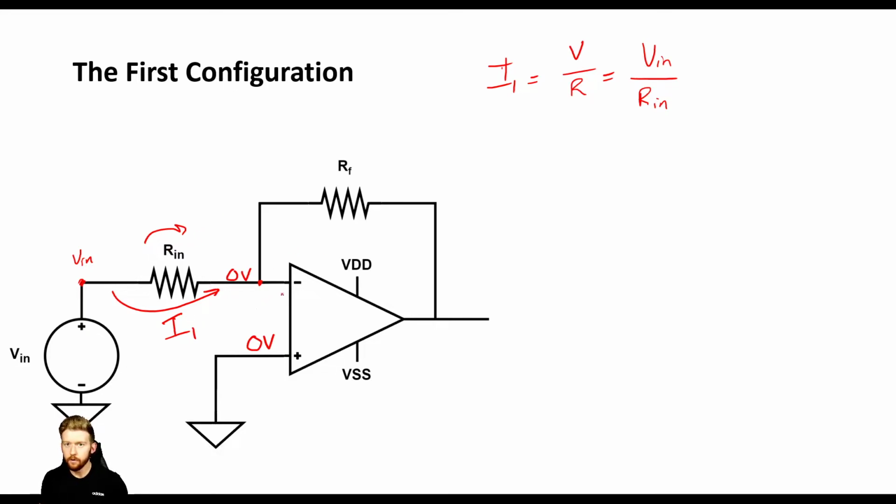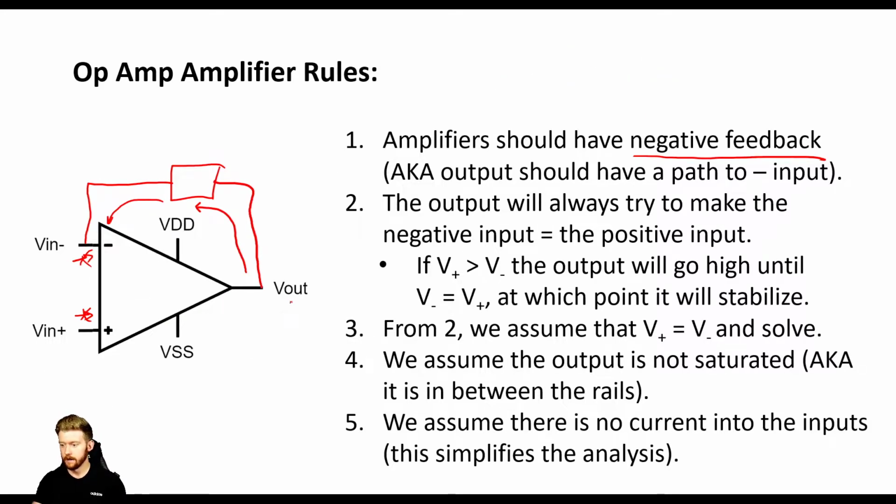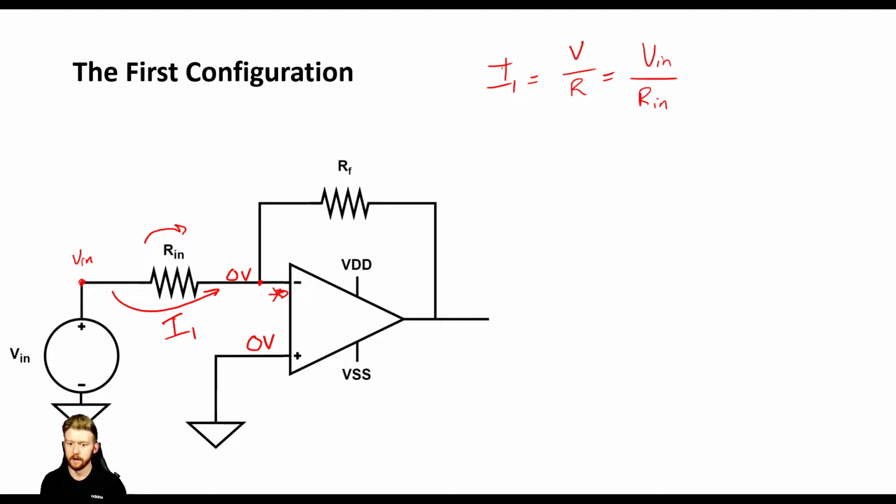Now, if you remember from our circuits analysis series, we know that there is a law called Kirchhoff's current law. And that tells us that whatever current flows into a node has to come out of a node. So it's like we can't just create electrons out of thin air. So whatever goes in also has to come out. So there's no current flowing into this input terminal. That was rule number 5, okay? So no current into the inputs. So whatever current is flowing in here also has to come out this way. So let's call this I2.